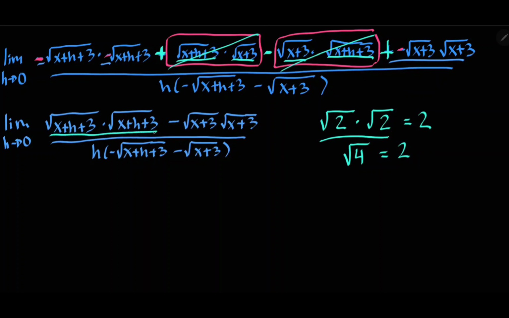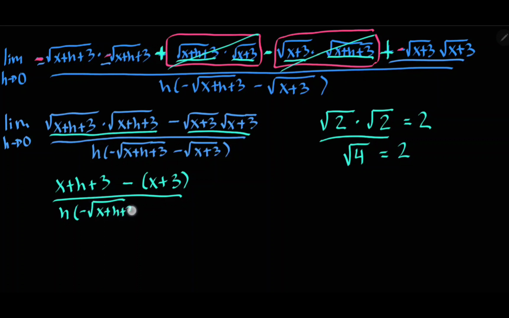If we look on the left side, this is the same thing times itself, which means the square root of x plus h plus 3 squared. Square root and squares cancel each other because it's the opposite operation, just like multiplication and division or addition and subtraction. So we'll be left with x plus h plus 3 minus this squared. Anything squared times itself is itself, so minus parentheses x plus 3. And like I said before, just leave that denominator alone till the end. You won't have to do anything till then.